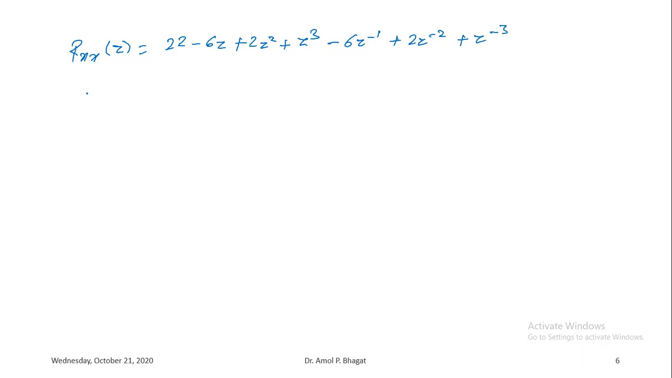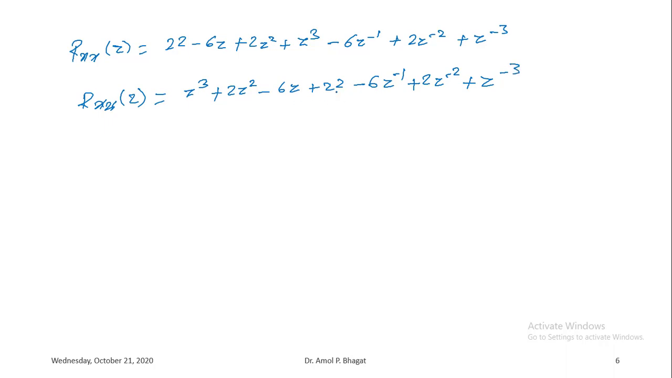Okay, so I'll just rearrange these terms because I'm interested in identifying autocorrelation in time domain. So I need small r x of L sequence, right? So I'll write initially z cube plus 2z square, then minus 6z plus 22, then minus 6z inverse plus 2z to the power minus 2 plus z to the power minus 3.